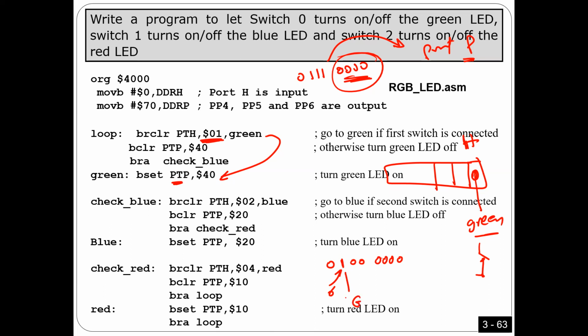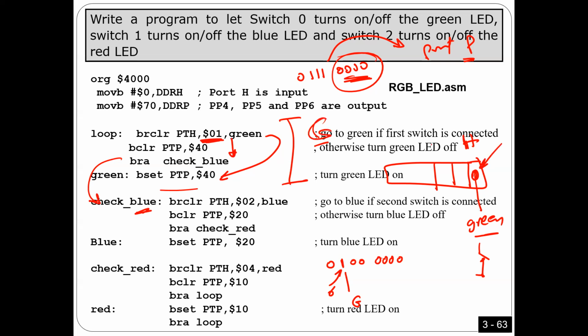If the first switch is disconnected, I have to turn the green off, and that's what I did here. I turn the green off. Again, this is very easy. It's just one instruction to put 1 or 0 to turn the green on or off. Then I come here to check the blue. So this part of code is for green, which checks the first switch.